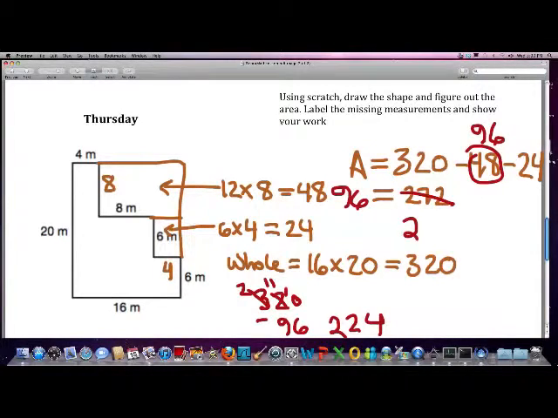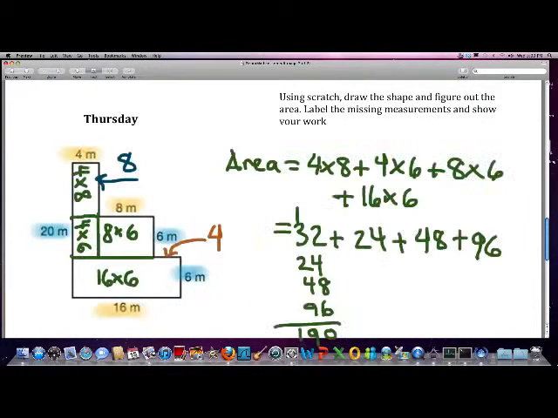So 224, and then I subtract 24, and that gives me 200. So let's go back and compare that with what we had when we did the problem the other way. And we see here when we did it, we got 190, so we're still not getting the same answer. So somewhere there's a mistake. So let's see if we can find it in this one.